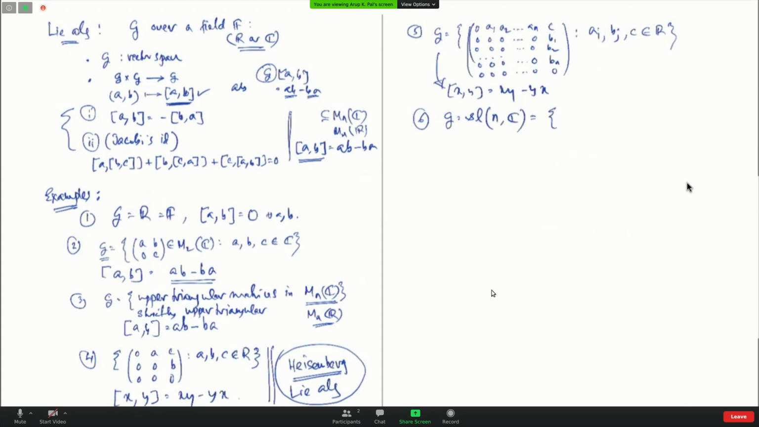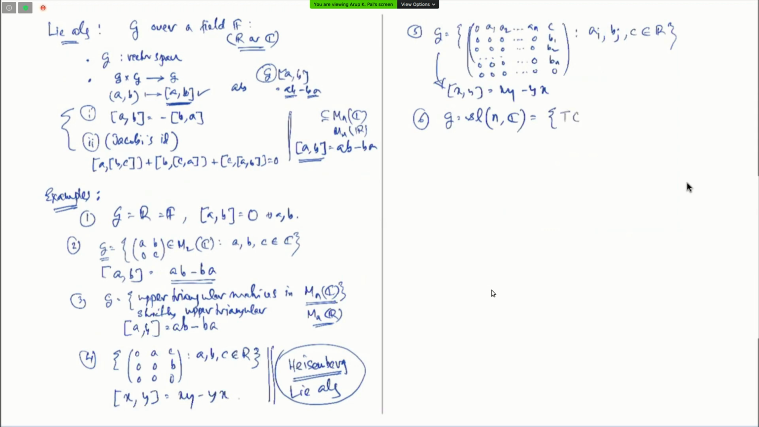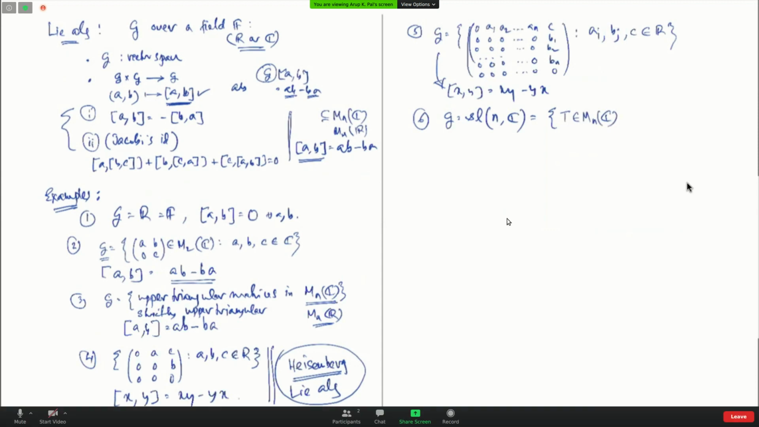Okay, so SLNC is determinant one. No, that is capital SLNC, the group. This is the Lie algebra.